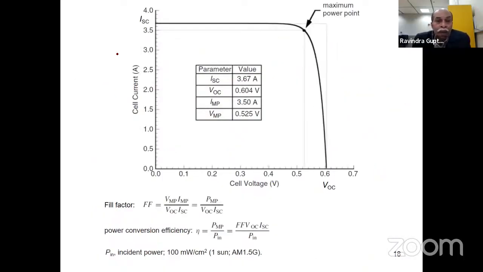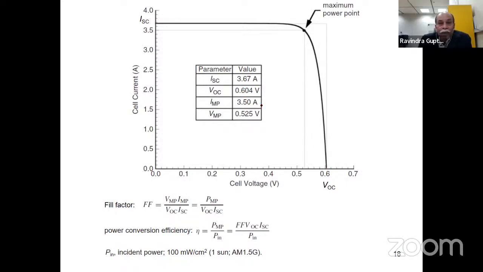This is the characteristic of the solar cell. This is the solar cell characteristics IV curve, and you can see it is flat. If it is the ideal condition, it is just like a box like this, but in the actual case we have it like this.